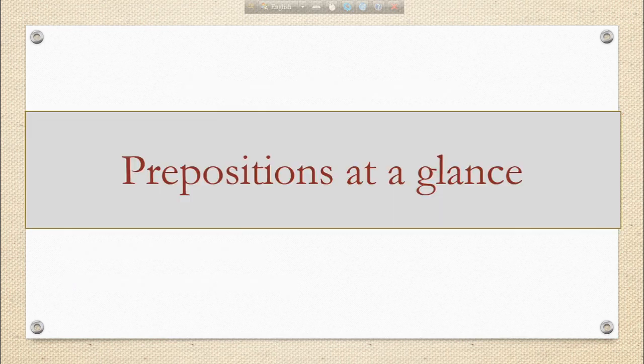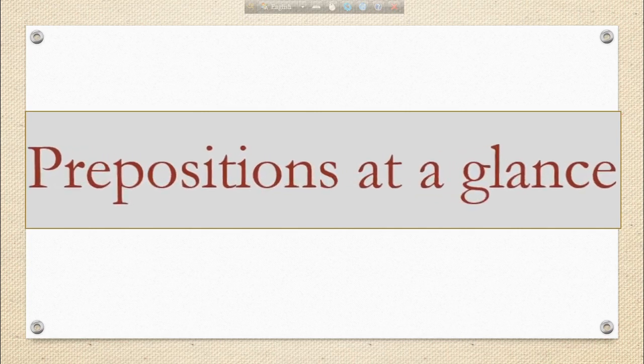Well, dear students, let's learn the prepositions at a glance. This is a place or direction. When someone goes in a direction, we use the preposition to. For example, he goes to school, he goes to market, he goes to church, and so on.